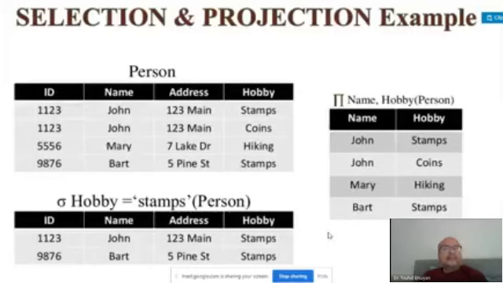Look at this, selection and projection. So first, try to remember two symbols only. One is pi, pi means project. Another one is sigma, which is select. So pi means project, sigma means select.